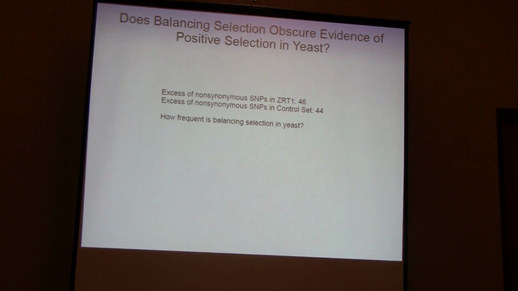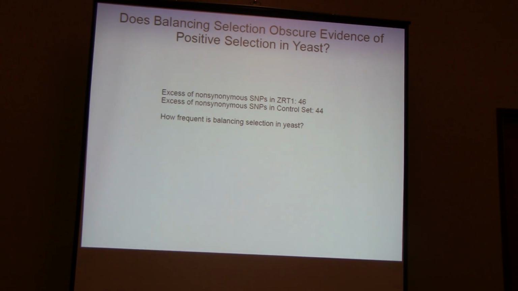Okay, so going back to the original question, does balancing selection obscure evidence of positive selection in yeast? For one of the genes that we found, this appears to be the case, in that there's evidence for balancing selection, and this is causing an increase in the number of common non-synonymous SNPs, which will obscure evidence for selection. As a rough comparison, the excess of non-synonymous SNPs in ZRT1 is 46. In the entire control set of 21 genes, the excess of non-synonymous SNPs is 44.